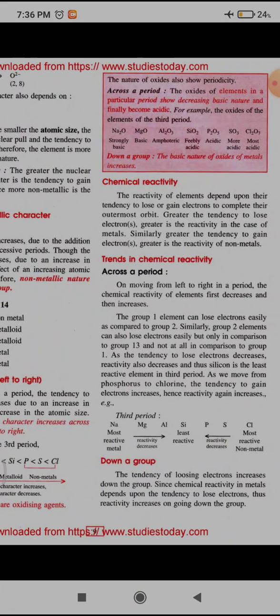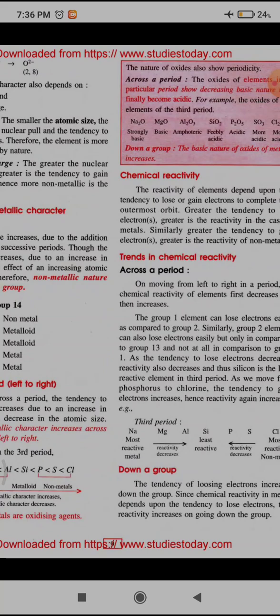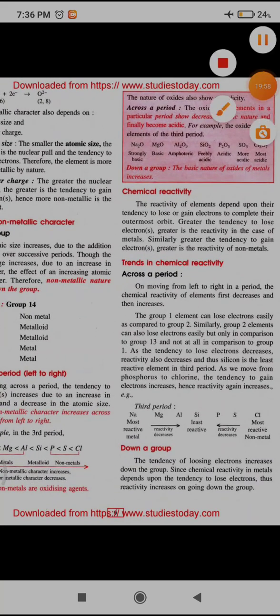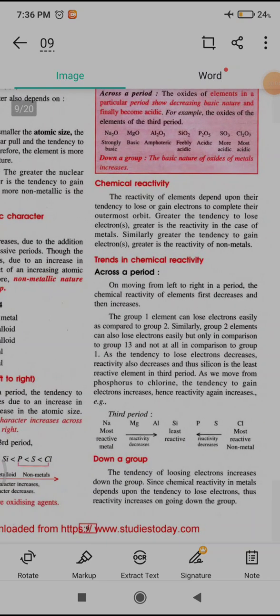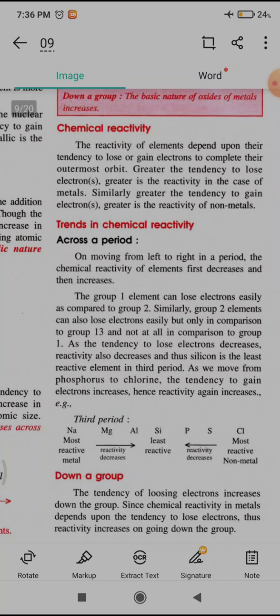The same applies in a group, so we will see an example. Before that, let us see what happens down a group. The tendency of losing electrons increases down the group, and the chemical reactivity in metals depends upon the tendency to lose electrons, and thus its reactivity increases on going down the group. Simply, you can see it on the basis of metallic and non-metallic character also.